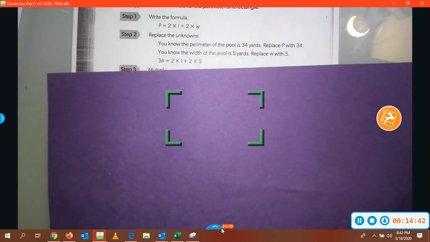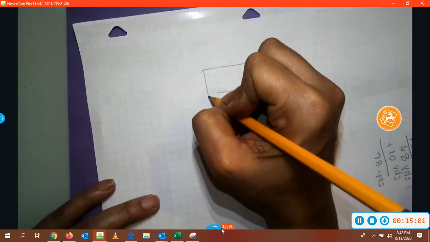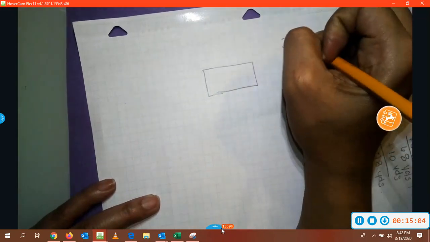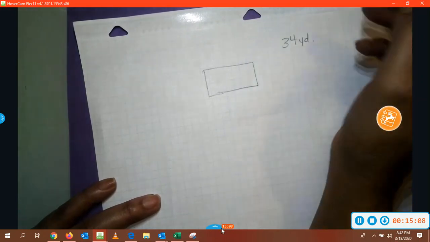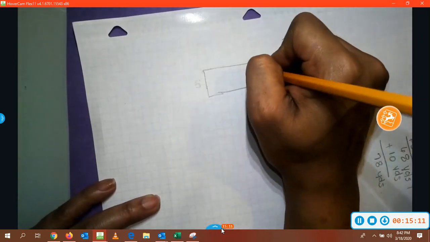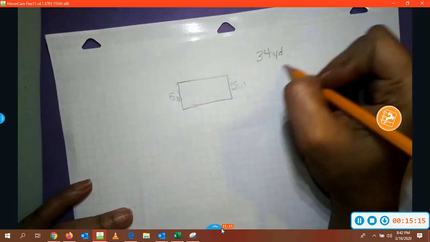We're going to go back to the top and reread the question. The perimeter of a rectangular pool is 34 yards. The perimeter. Okay, so this is one of those tricky questions. The perimeter of the pool is 34. The pool is 5 yards wide. So 5 yards here and 5 yards here. So that's 10 yards. But altogether it's 34.